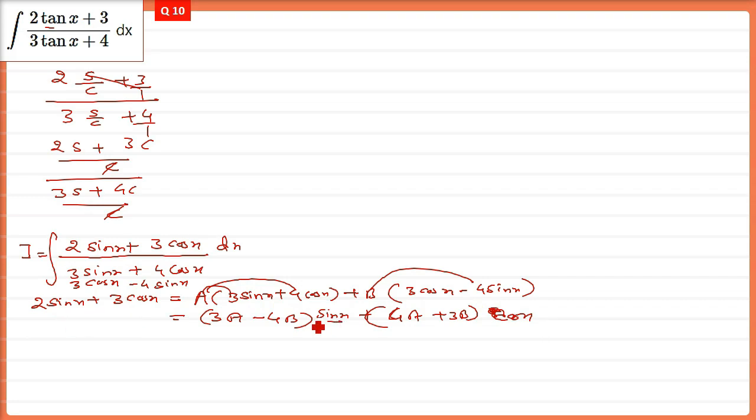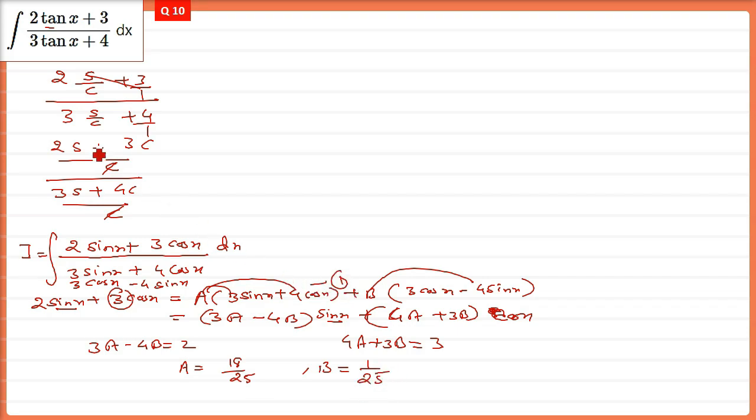Now just equate. Sin x coefficient 2 and 3a minus 4b can be equated. So 3a minus 4b equals 2. And 4a plus 3b, this will be equated to 3. So you can just solve it. I hope these 2 questions can be solved. A will come as 18 by 25 and B will come as 1 by 25.